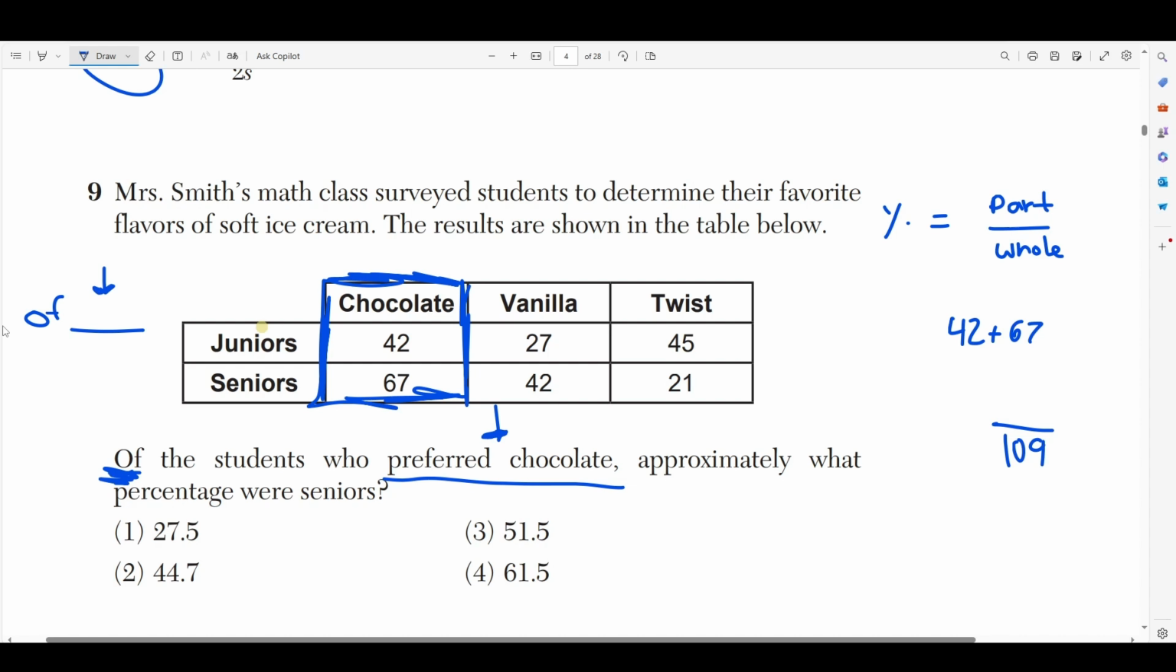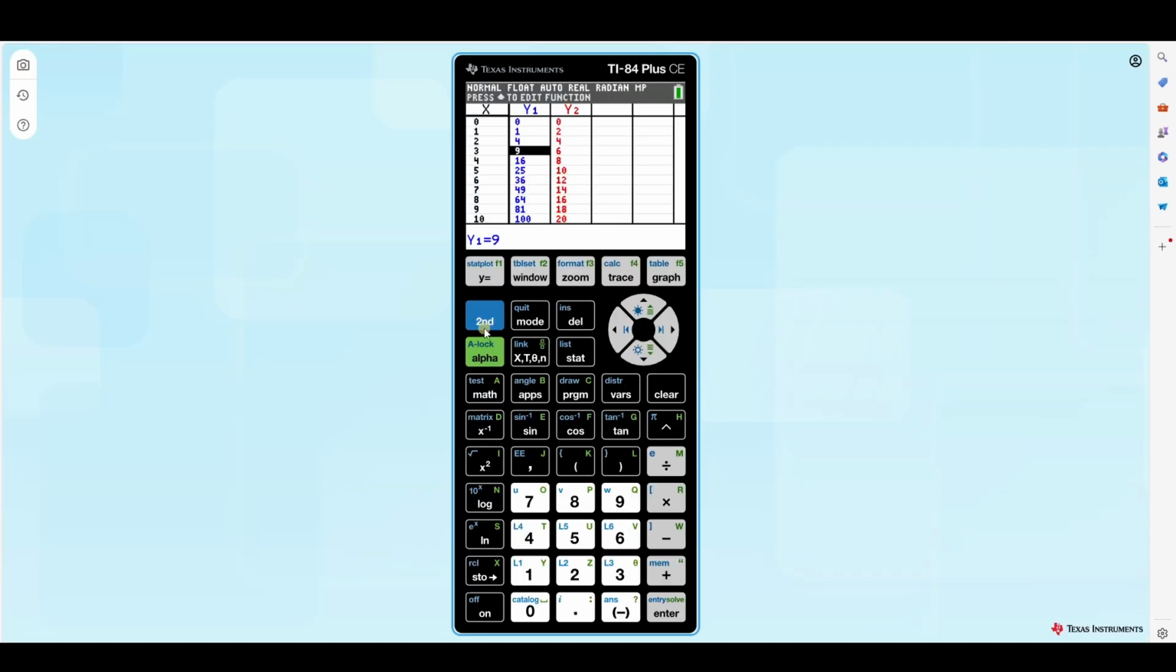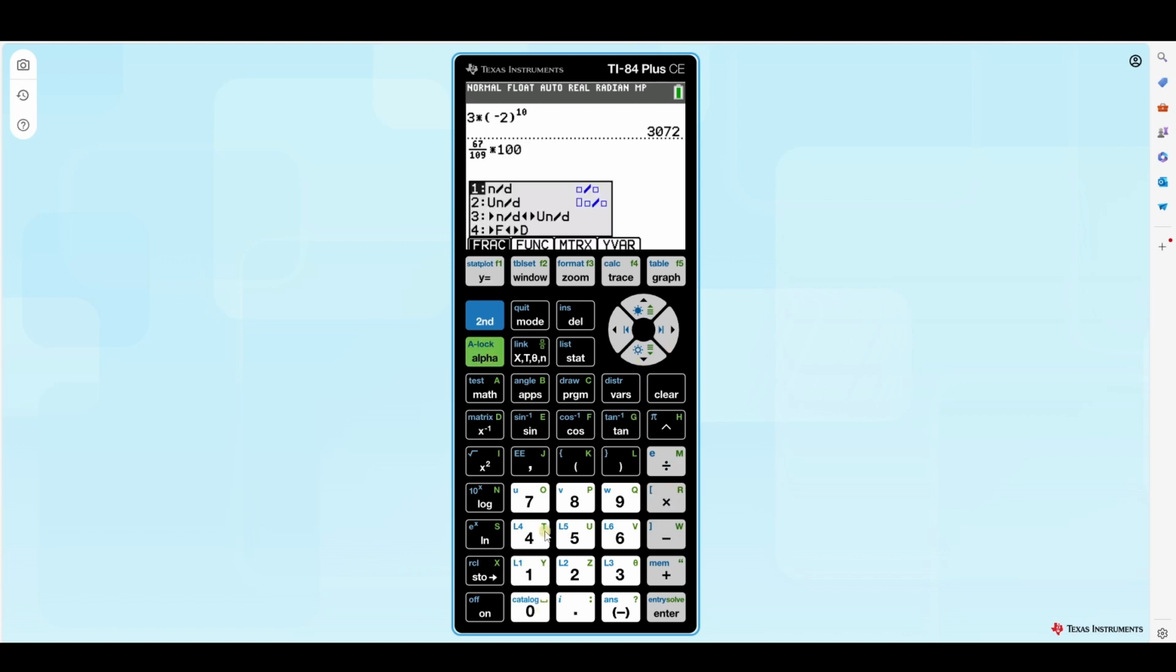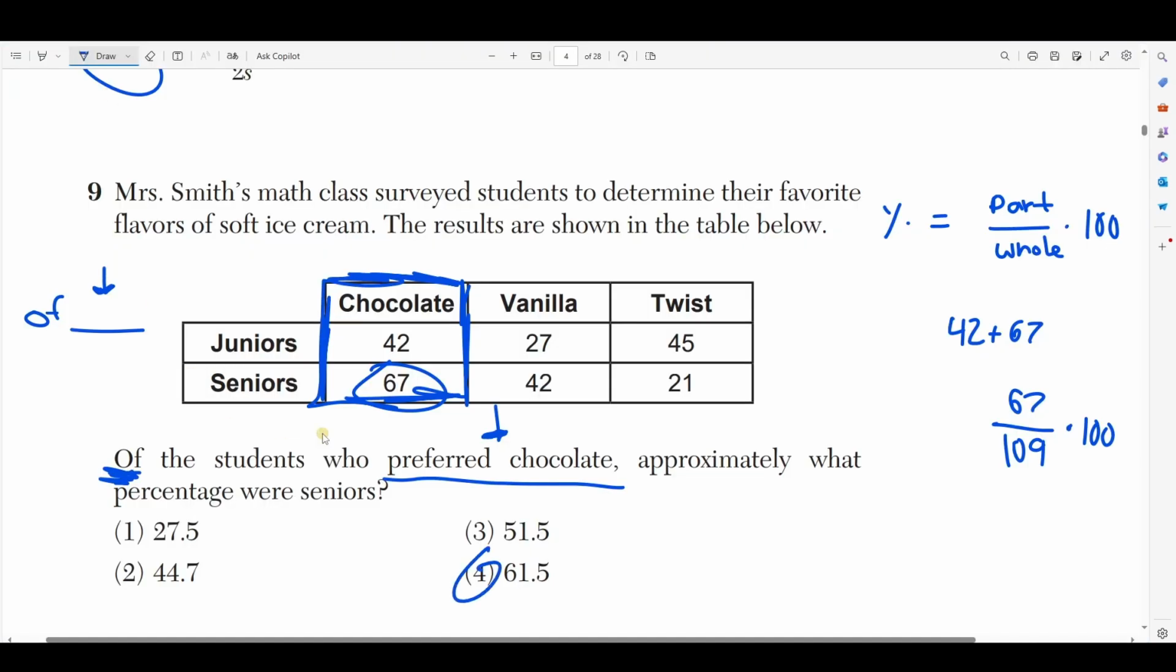Now, what percentage were senior? Percentage can also mean part. So what part of this 109 are seniors? Well, 67 is the part over the whole, which is 109, right? In order to calculate percent, you need to multiply this by 100. It's part over whole times 100. So I could plug this into my calculator: 67 over 109 times 100, and I'll go fraction to decimal. I get 61.46, which is close enough to 61.5.